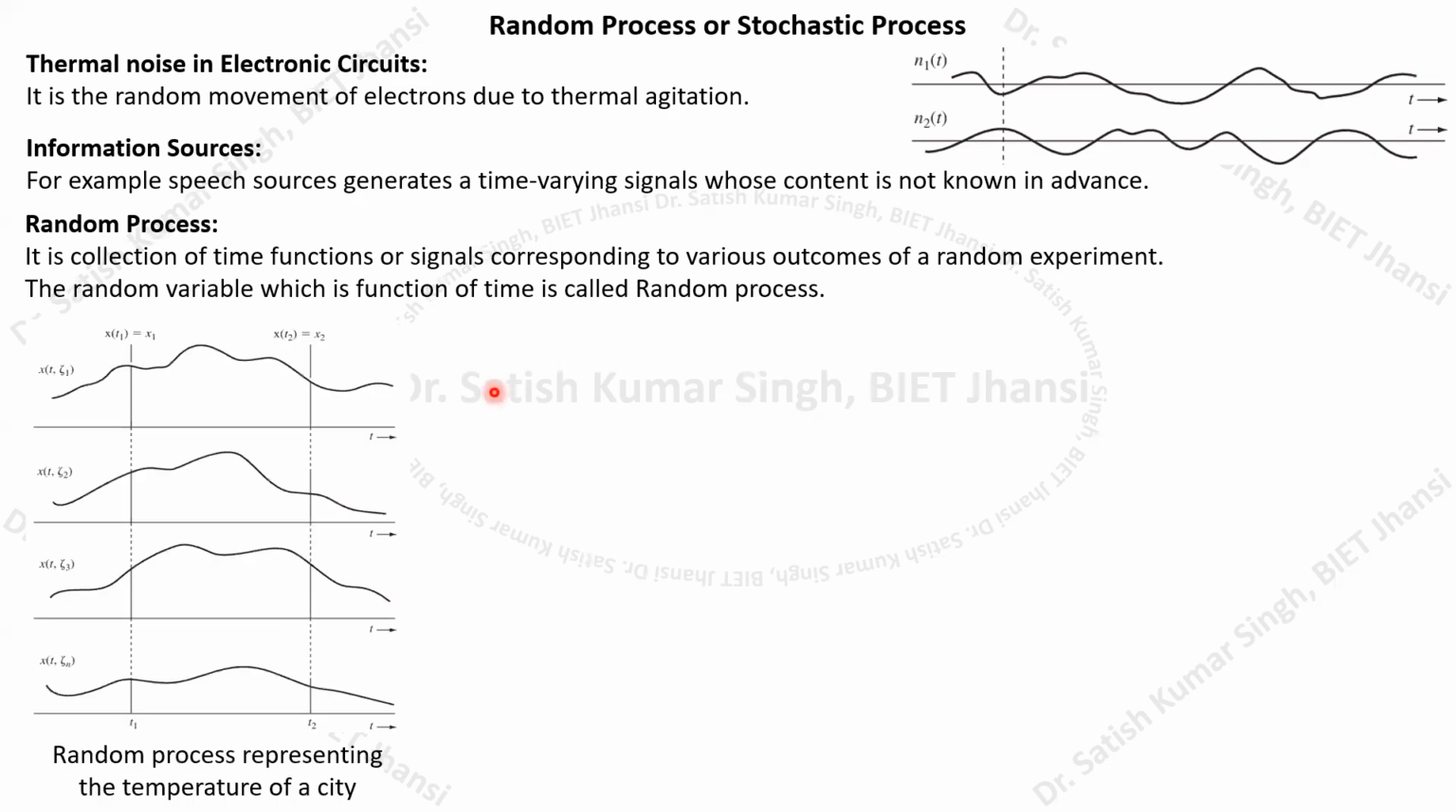So let us suppose that these are the waveforms corresponding to the measurement of temperature of a certain city. Okay, so it represents that here, if you see, this random process actually being represented by capital X(t, zeta_i). This random process is denoting the variation of the temperature of a certain city from a certain time.